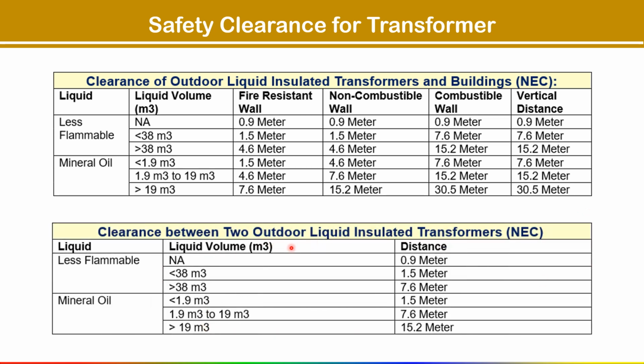Now see the clearance between two outdoor liquid insulated transformers. Suppose you have placed the transformer outdoors, so this is also an outdoor liquid insulated transformer, or between buildings, how much distance we have to maintain is given. In the second table, clearance between two outdoor transformers. Suppose you have selected two outdoor transformers, how much distance do we have to maintain? If you are using a less flammable liquid and the liquid volume is less than 38 meter cube, see the distance between transformer to transformer is 1.5 meter. Okay, if it is greater than 38 meter cube, we have a different requirement. As per that we have to select.